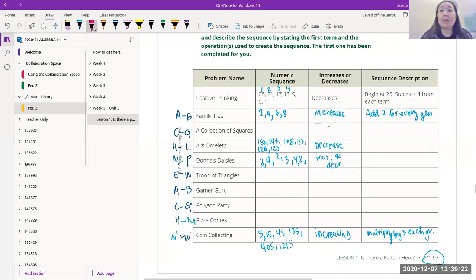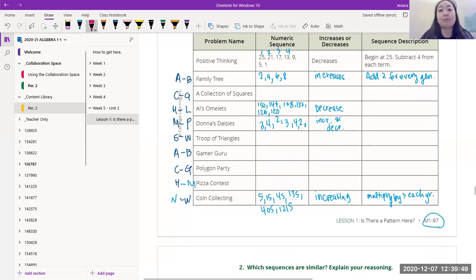And then for family tree, somebody had said in the chat, 2, 4, 6, 8. So it increases, and then add 2 for every generation. Okay, so that's how you would do that. So this is the assignment based on your last name. Depending on what your last name is, that's what you're going to be assigned, and you should be doing 2 of them. All right, and I'm not going to fill this out yet. We're going to do that tomorrow. All right, and then we're going to move on from there.